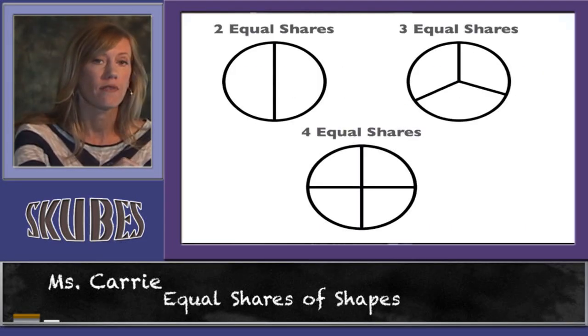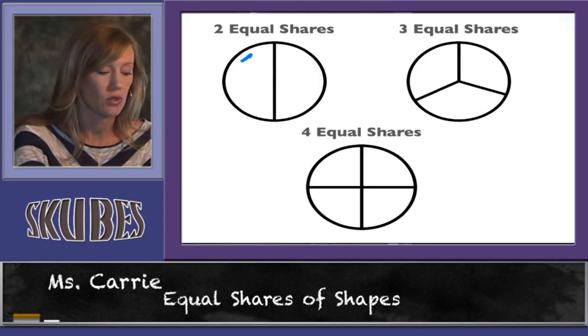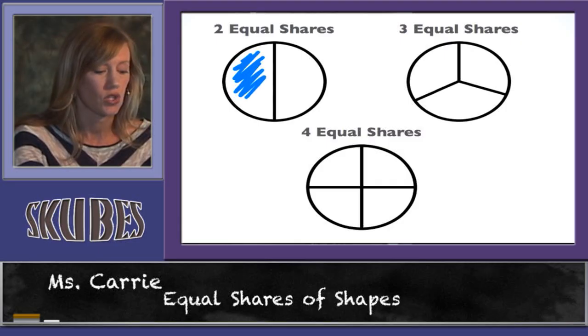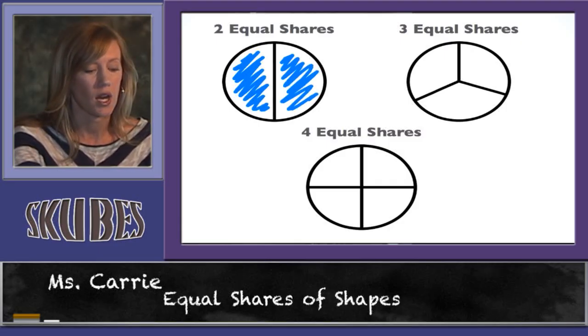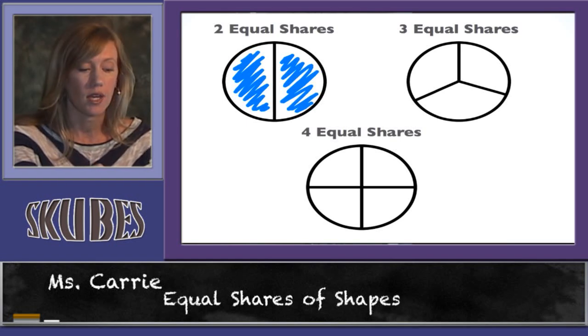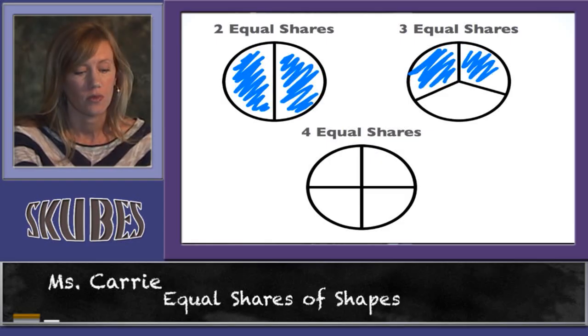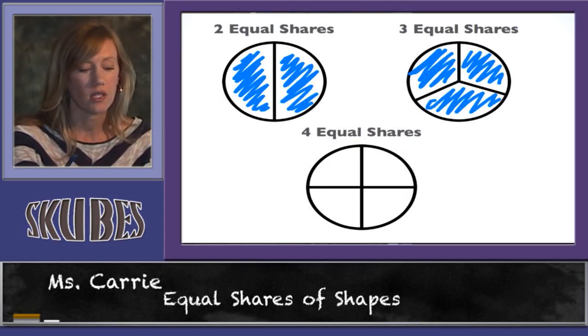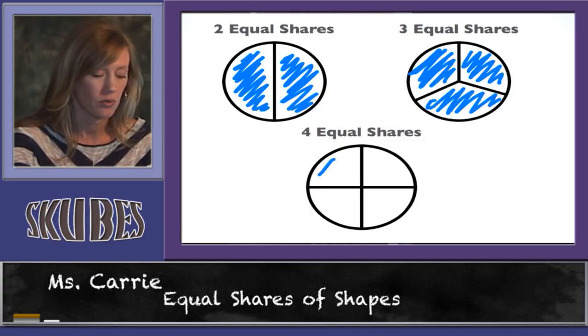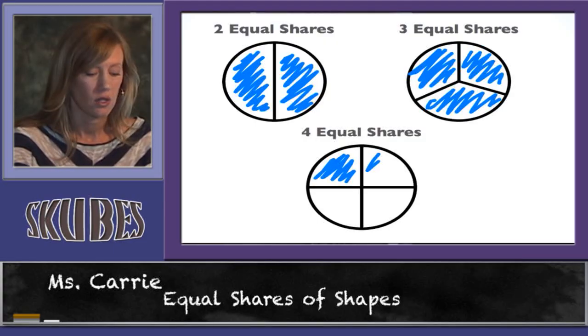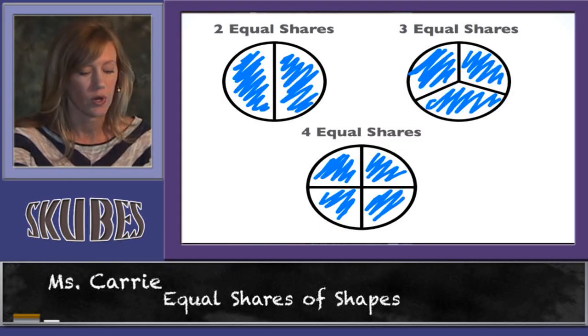So we can divide shapes into 2 equal shares. Here's a share here. Here's a share on the other side. We can divide shapes into 3 equal shares. There's one, there's another, and there's another. And we can divide shapes into 4 equal shares. 1, 2, 3, 4.